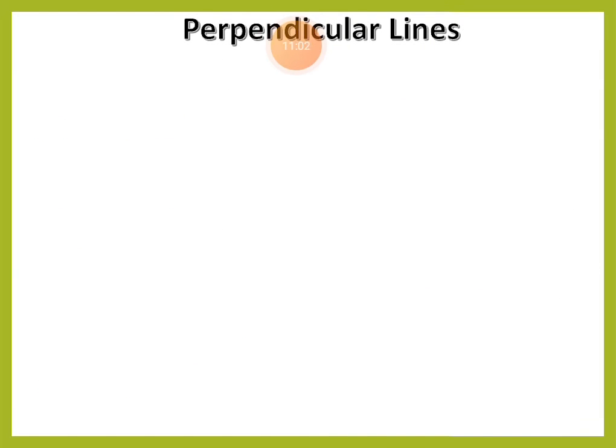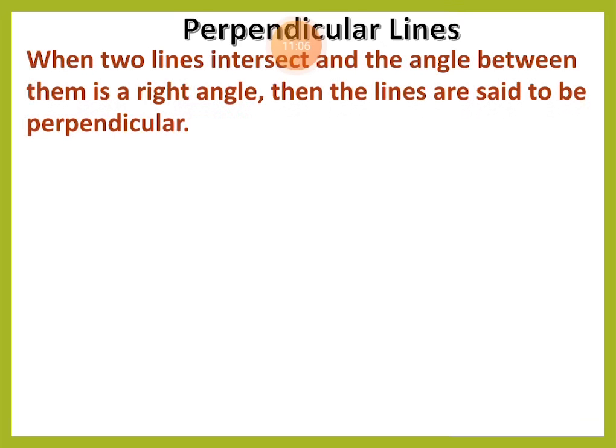Now let us learn about the perpendicular lines also, children. So children, when you see any two lines intersecting each other and they make an angle between them that is equal to 90 degrees, okay, then that line we say it as a perpendicular.